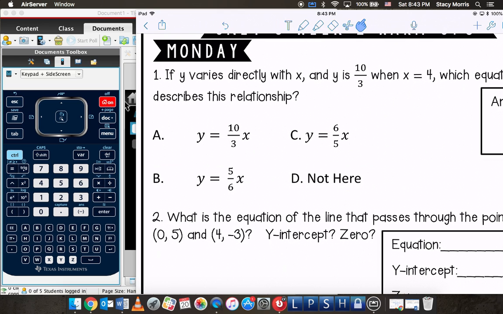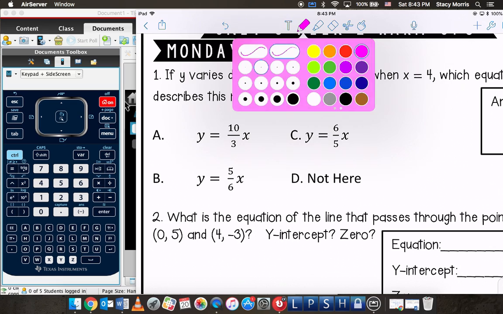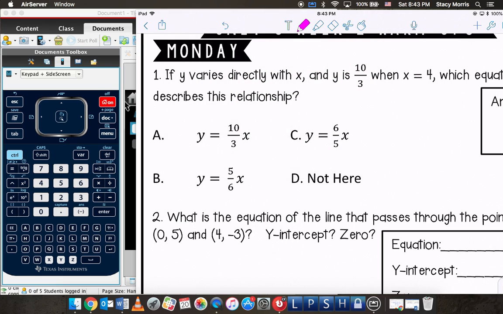So last week we talked about direct variation. Hopefully you remember that varies directly means that it is proportional. It goes through 0, 0. Okay, that's what proportional means. And it can be written in the form y equals kx, which is very similar to y equals mx, but k is just the constant of variation.